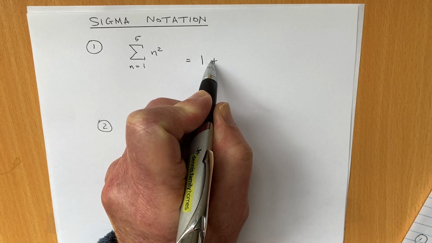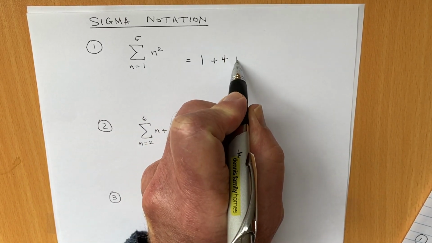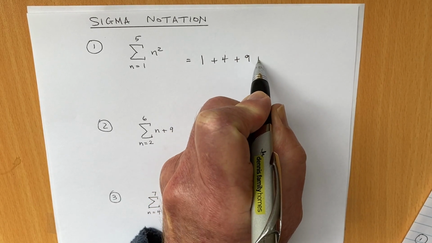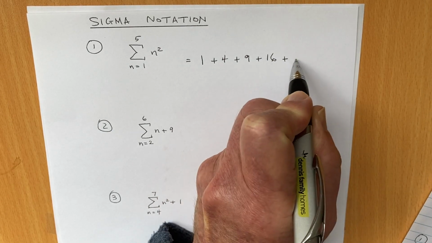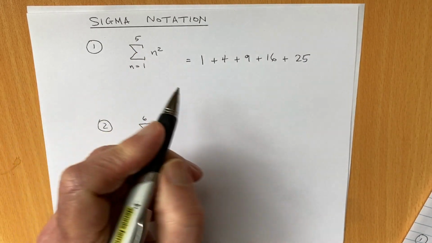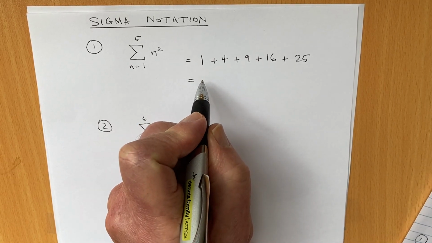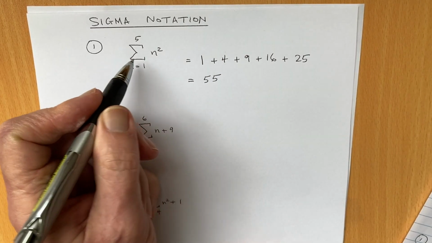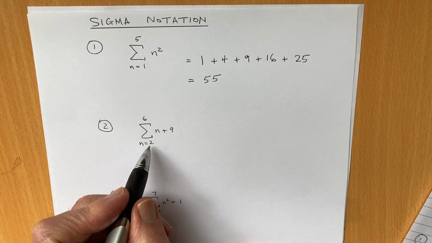So if n is 1, then n squared will be 1. If n is 2, n squared will be 4. N squared 3 will be 9, of course. And if n is 4, n squared will be 16. And if n is 5, then we have 25. And that's the final one to do. And so we add them all up. That's what sigma signifies. And so we get a total of 55 for n squared from the values from 1 to 5.